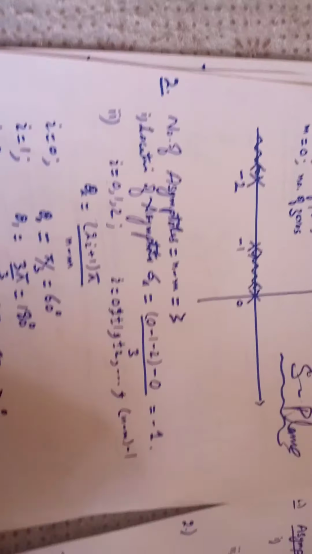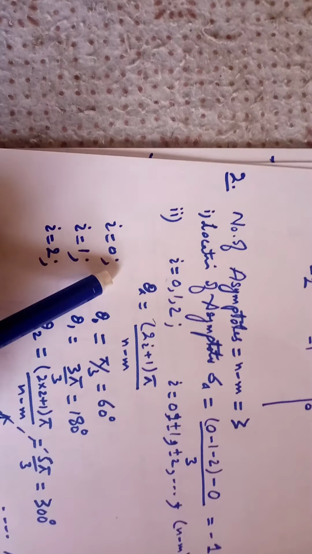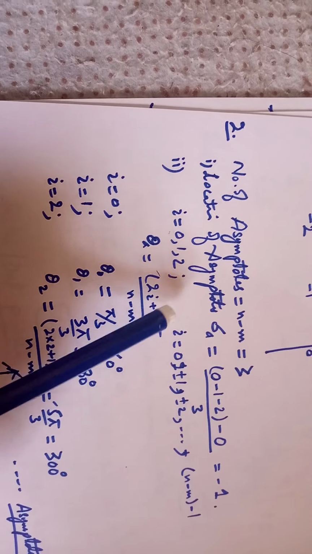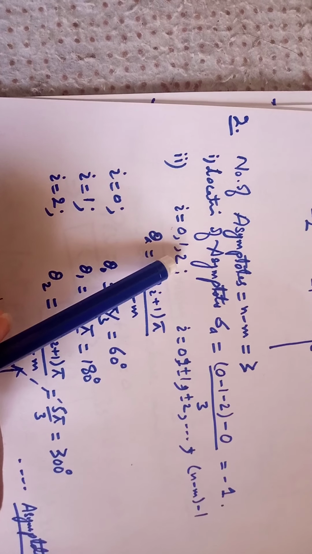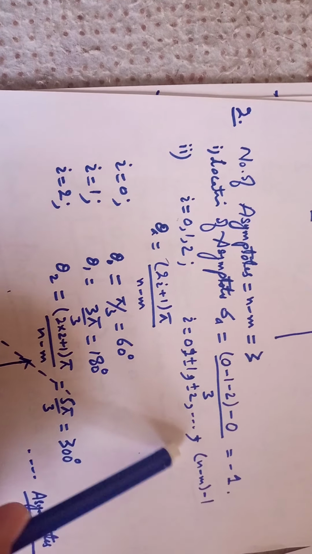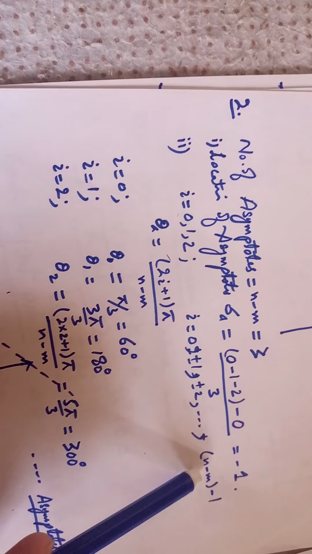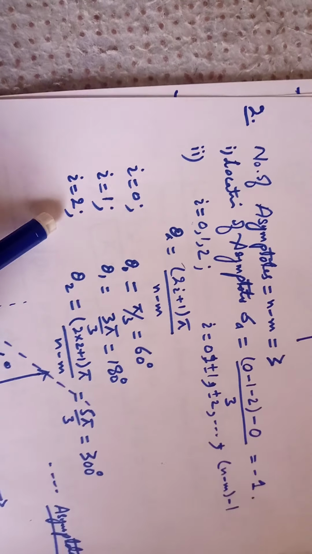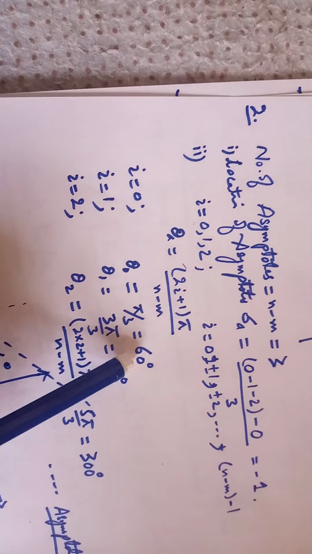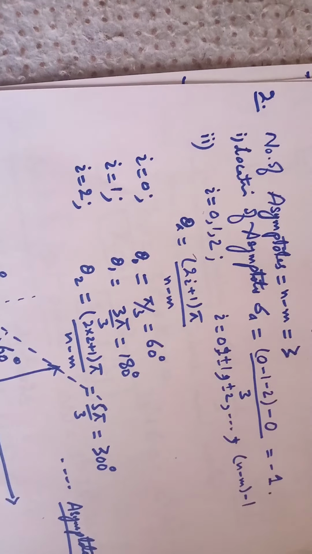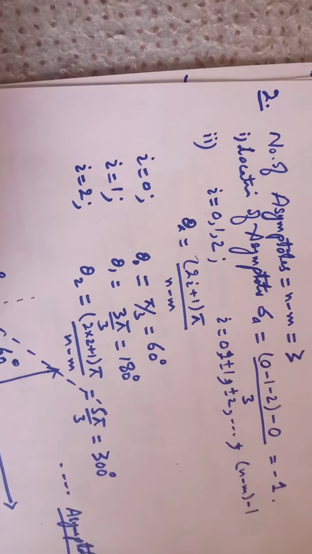After drawing this, we can apply this formula of the angle here, and from this formula we assume i equal to 0. How many angles do we need? 3, so we start from 0, 1, 2. There are three differences, so we have to go up to 2. So for 0, 1, 2, we put in the formula: 0 gives 60 degrees, 1 gives 180 degrees, 2 gives 300 degrees. So you can solve it. This is one way of doing it.